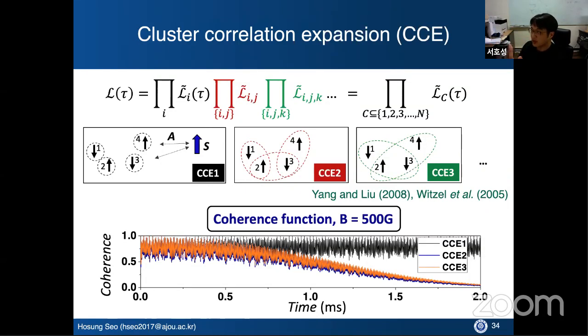So what we are doing is called cluster correlation expansion. The simplest approximation is that you ignore all the interaction between the nuclear spins, the independent nuclear spin approximation. That's what we call cluster correlation expansion 1, or CCE-1. But that doesn't include the interaction between two nuclear spins. Then you can consider the pair dynamics of the nuclear spins, and this is called the CCE-2 approximation. Of course, there could be multiple spin correlation terms, and in this way, you can systematically increase the inclusion of correlation contributions. And then by doing this numerical simulation, we can calculate the coherence function of the NV center.